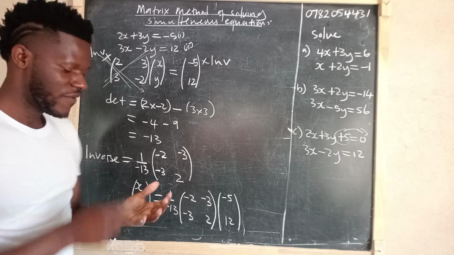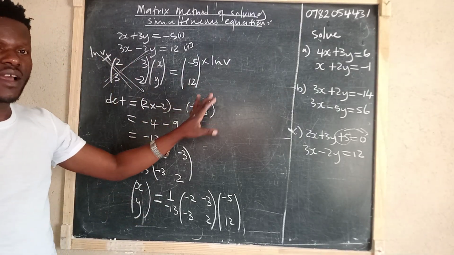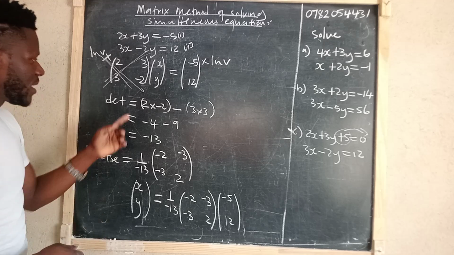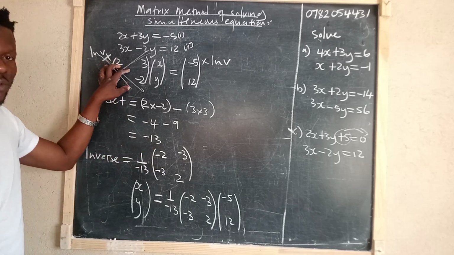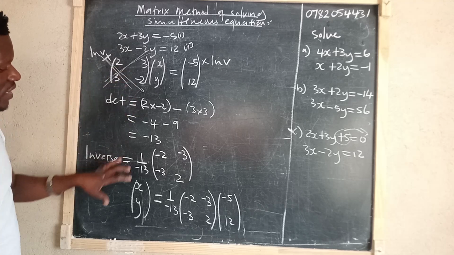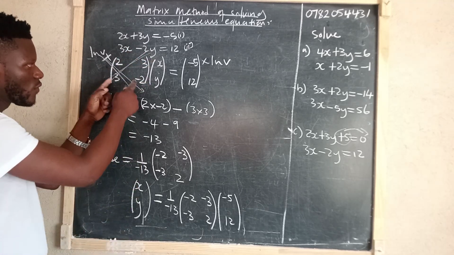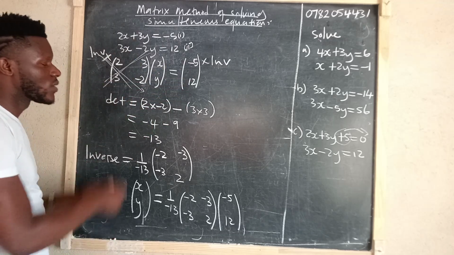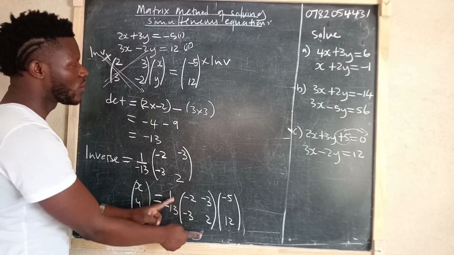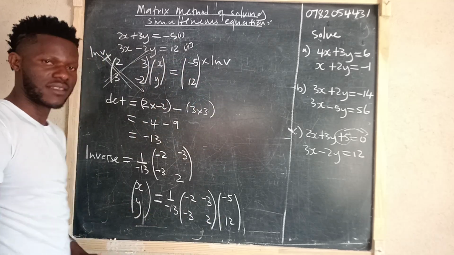So step by step, first thing, you break down the equation into matrices. After that, you find the determinant and inverse of the 2 by 2 matrix of coefficients. When you get the inverse, on the left hand side, you remain with a matrix of unknown terms. Then you move the inverse to the other side. You start with the inverse, followed by the matrix that was already on the right hand side, like this.